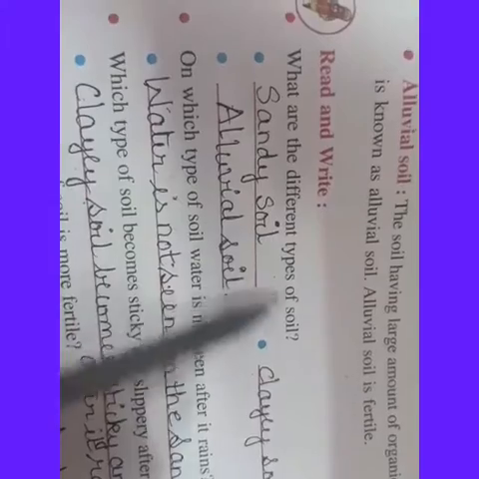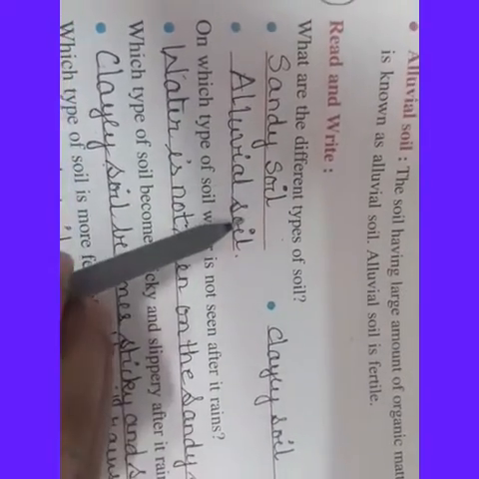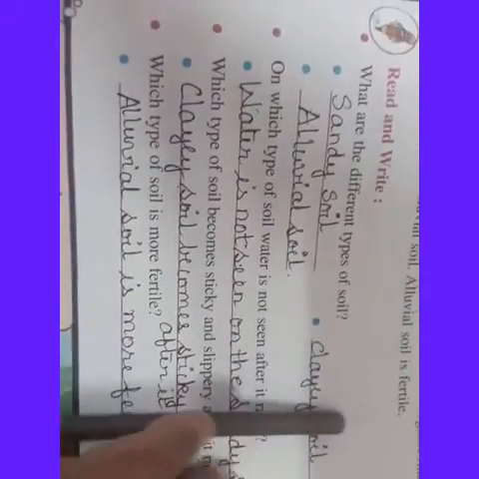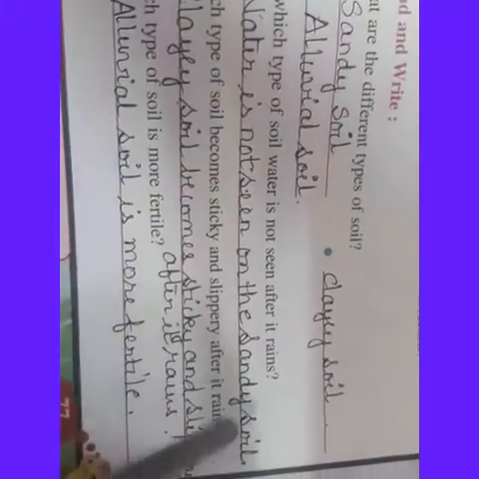Now read and write. What are the different types of soil? Sandy soil, clay soil, alluvial soil. Now, on what type of soil is water not seen after it rains? Water is not seen on the sandy soil.